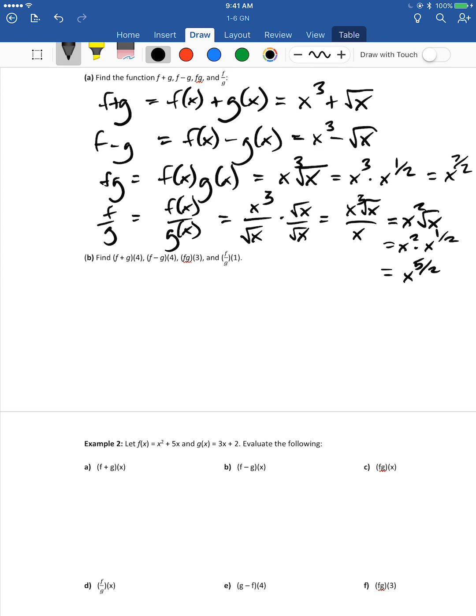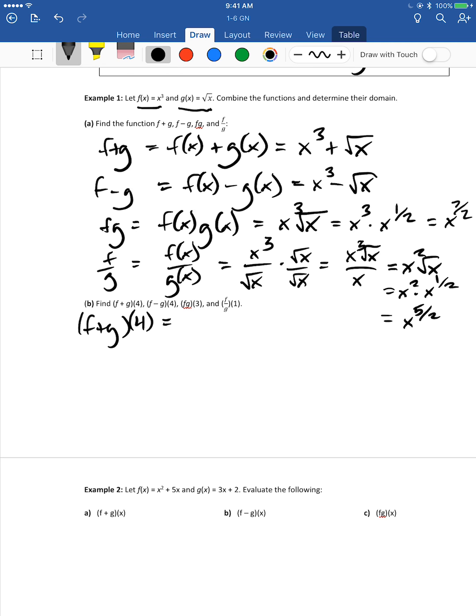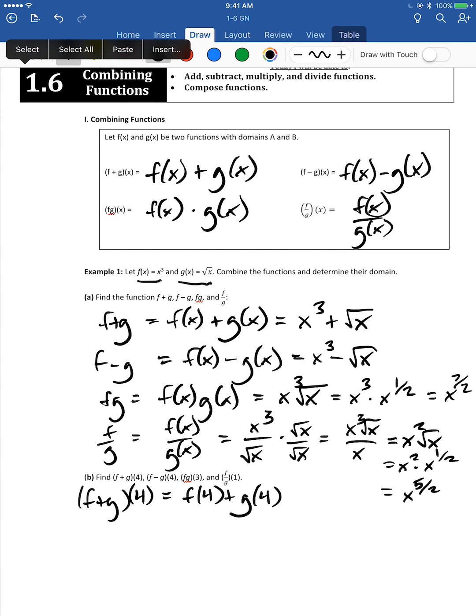We have actual numbers we're being asked to plug in. So we have f plus g of 4. What does that mean? Well, we found f plus g. That was f of x plus g of x, or x cubed plus the square root of x. And we want to evaluate that combined function for 4. So, f of 4 plus g of 4. I'm just still using our definition here: f of x plus g of x.